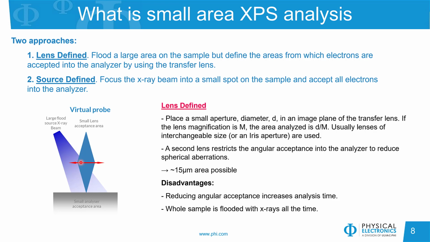There are some disadvantages to this. The first is that, due to restriction of the angular acceptance, we are not collecting all of the electrons. So in order for us to obtain spectra of significant intensity and signal to noise, we need to increase analysis time. The second disadvantage comes from the fact that we are flooding a really large area of our sample with X-rays while we are only collecting electrons from a small area. So if we have X-ray sensitive samples, then we are inducing damage in the areas from which we are not even producing useful signal.